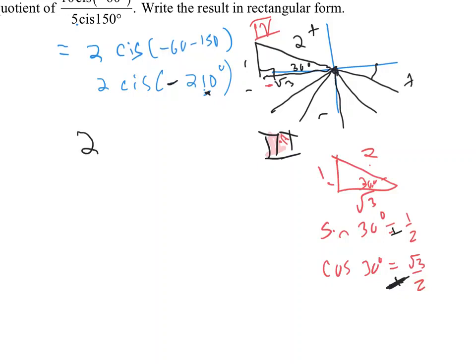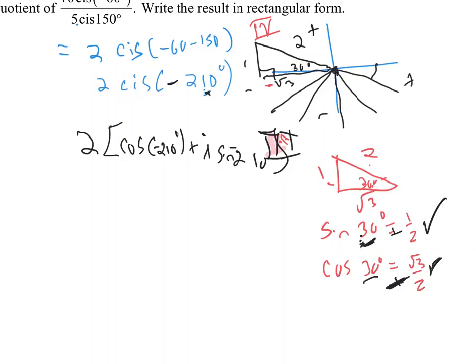So the final answer looks like 2 times the cosine of that negative 210 degrees, which we just did over here, plus i times the sine of negative 210 degrees. So these are the answers I'm going to be using because I wasn't really doing 30. That's my reference. I was really doing the negative 210 because I was in this quadrant here. So 2 times the cosine gave me the negative answer, negative square root of 3 over 2, plus i, and the sine of a positive half.